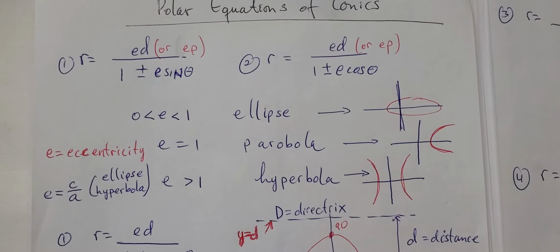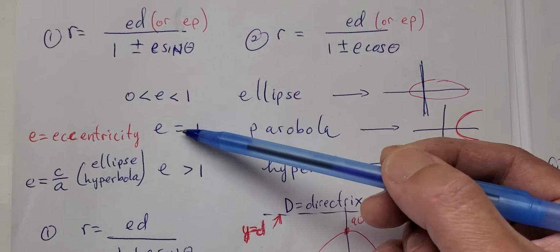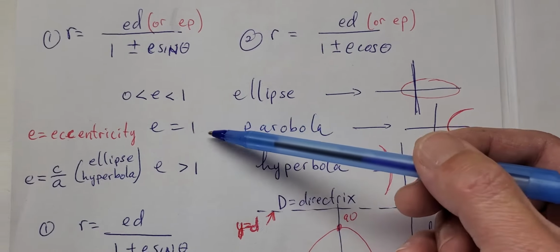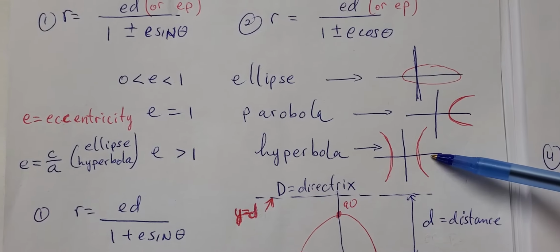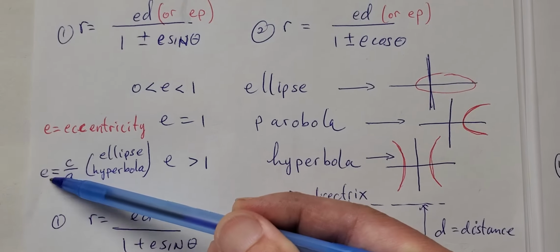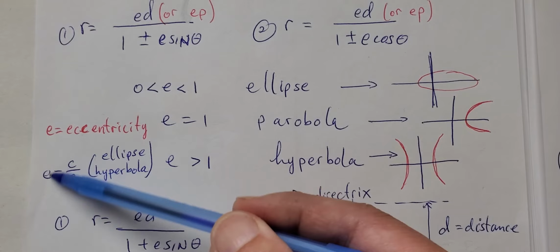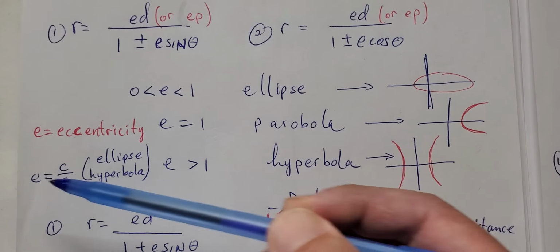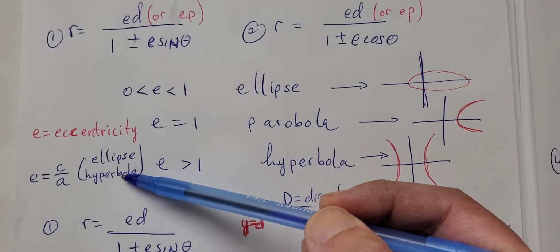Again, E stands for eccentricity. You have three versions of these. From 0 to 1, you have an ellipse. Equal to 1, parabola. Greater than 1, you have a hyperbola. Now with ellipse and hyperbola, E is equal to C over A. You only use this if you are in an ellipse or hyperbola.